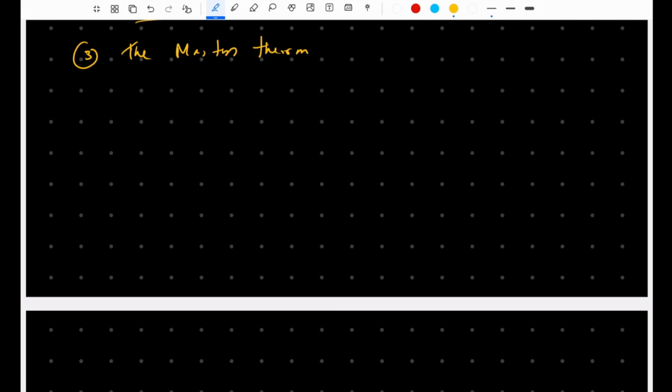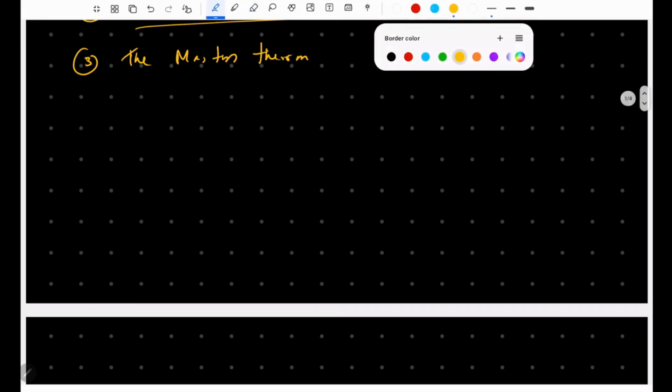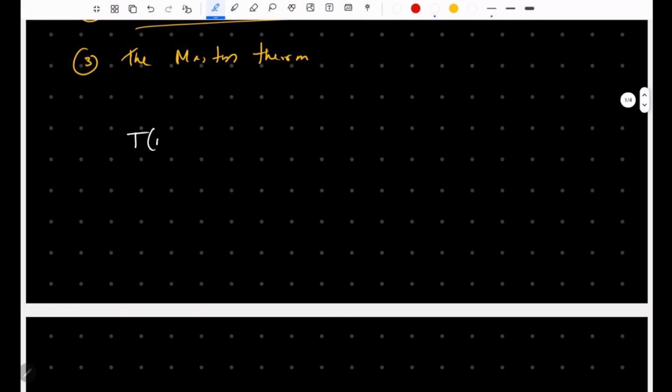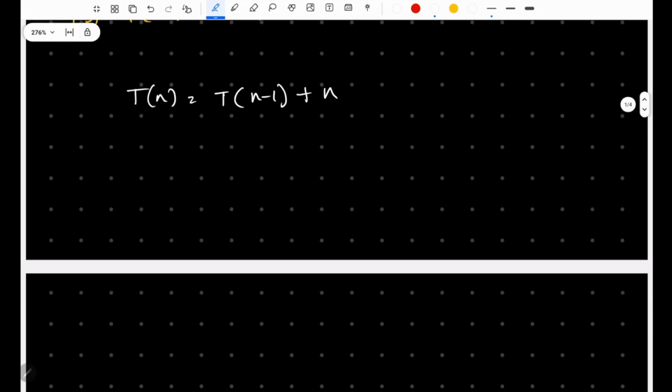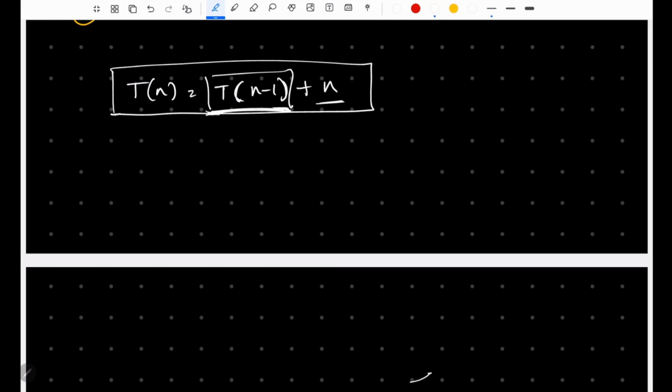So what does that mean? Let's say your recurrence relation looks like this: t of n is equal to t of n minus 1 plus n. You can see there is only one recursive term, t of n minus 1, and this is the non-recursive term. So when you have only one recursive term in your whole recurrence relation, you will go with the substitution method.